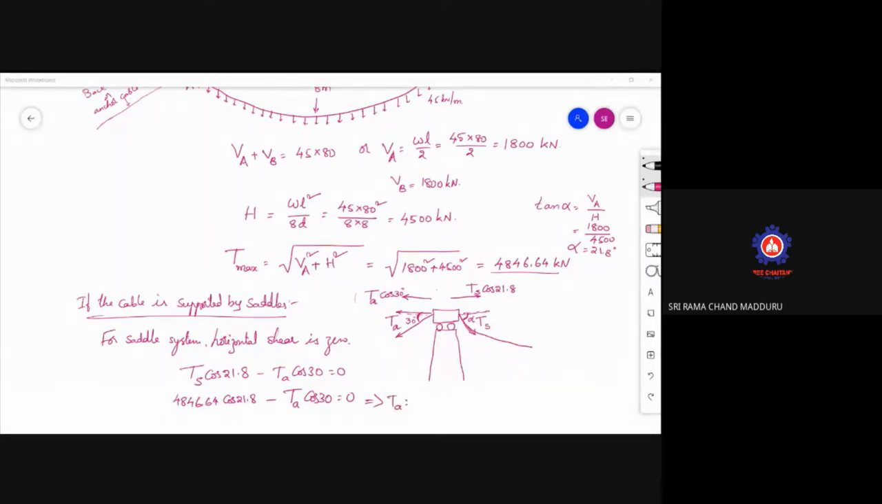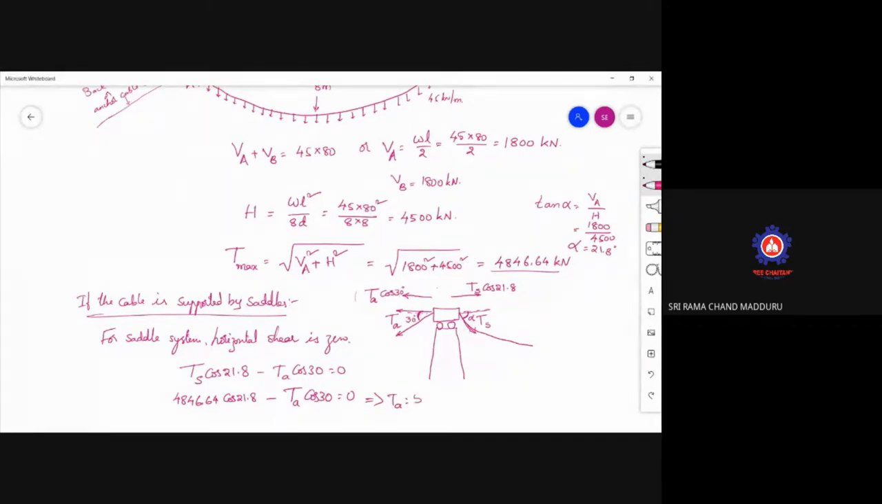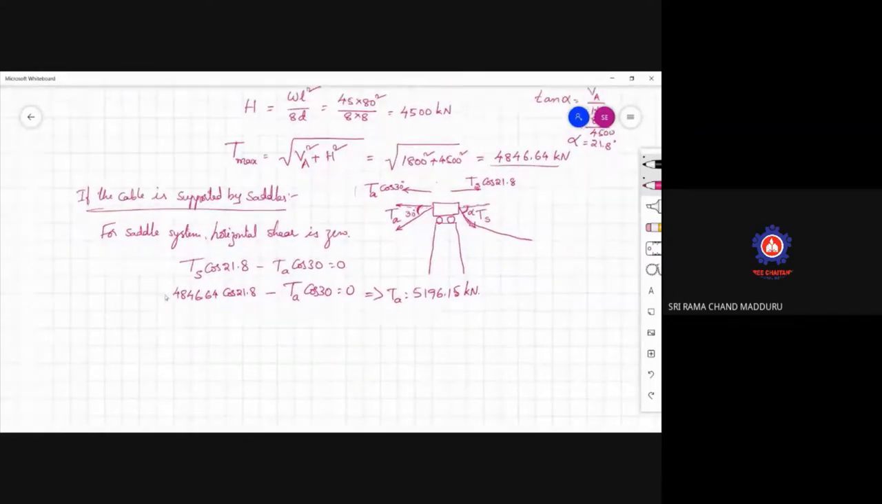What is the value of TA? Sir, 5196.194. 5196.15, good. 5196.15 kilonewtons. So the tension in the backstay is calculated.